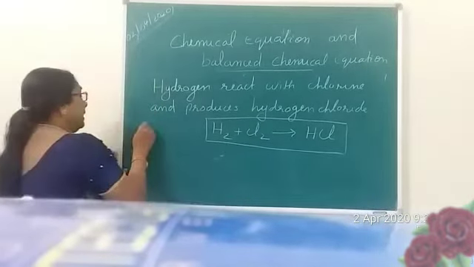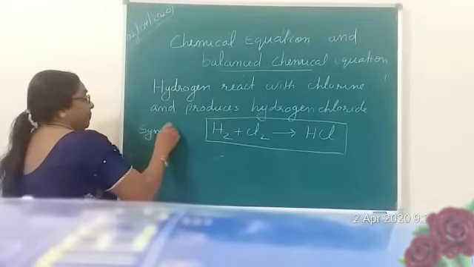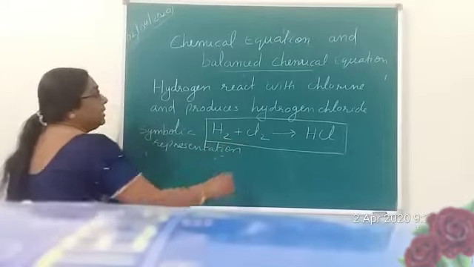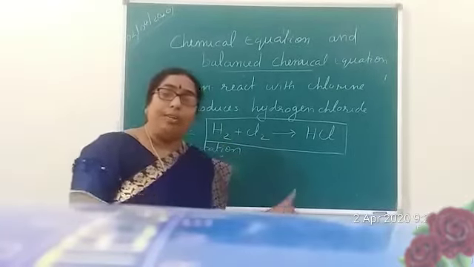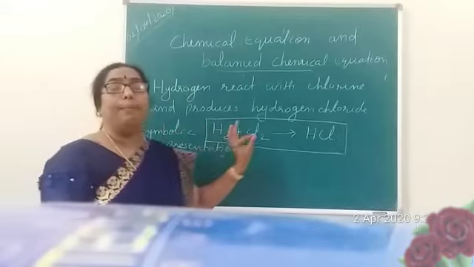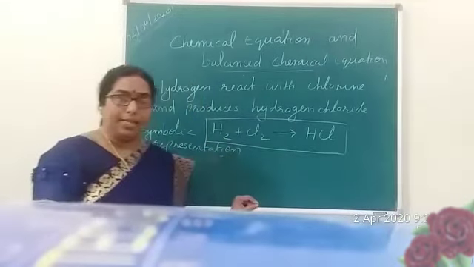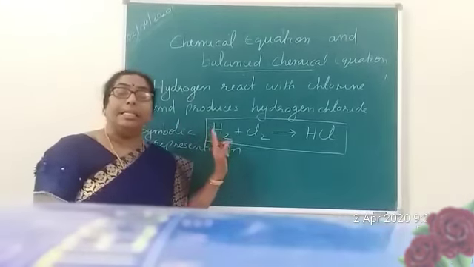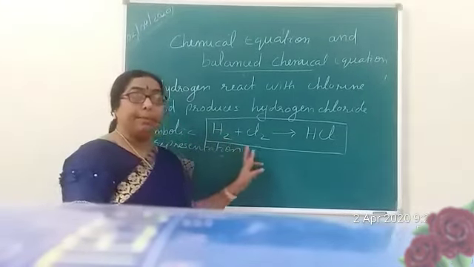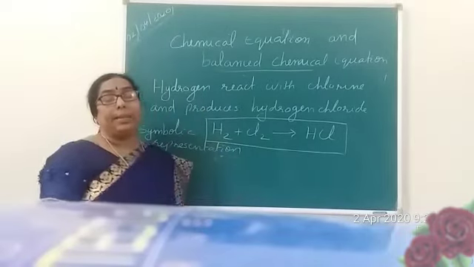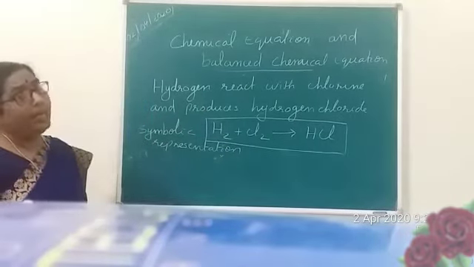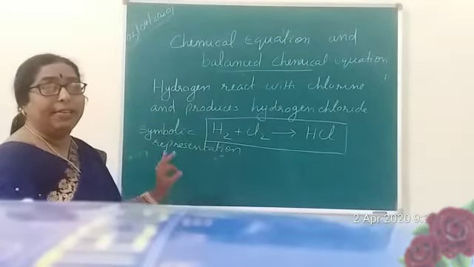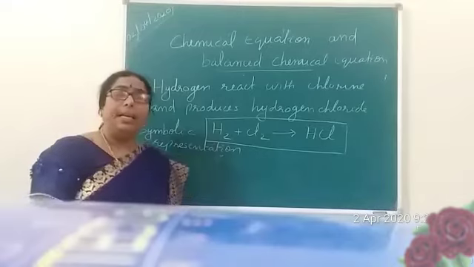Symbolic representation of a chemical reaction is termed as chemical equation, or we can say that it is the shorthand representation of a chemical reaction. So is it clear, children, what is chemical equation? Chemical equation is the shorthand representation of a chemical reaction, or the symbolic representation of a chemical reaction. Now let us see what is the difference between chemical equation and a balanced chemical equation.